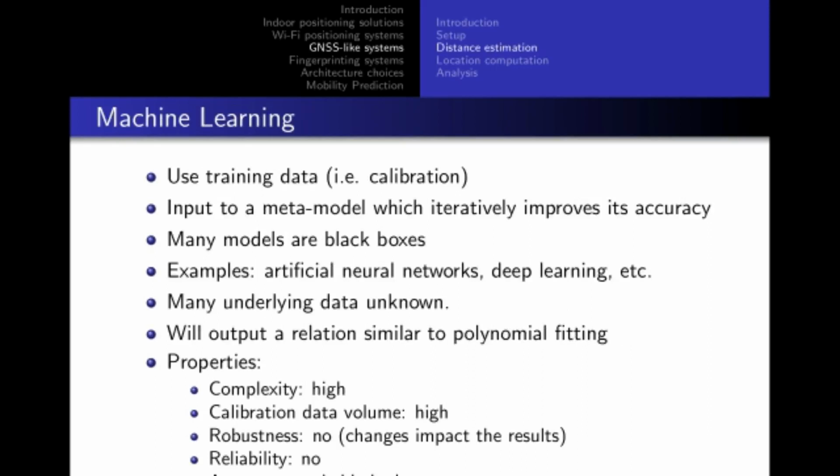Then machine learning will use a lot of training data of the calibration to input it to a meta model which iteratively improves its accuracy. Many models are used as black boxes because we don't know what exactly happens in them. For example, the artificial neural networks, deep learning, which is a subset of the artificial neural networks, and so on. Many underlying data of these models are unknown.